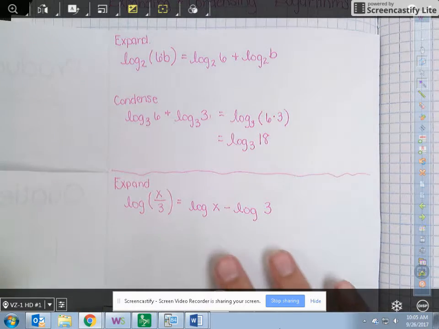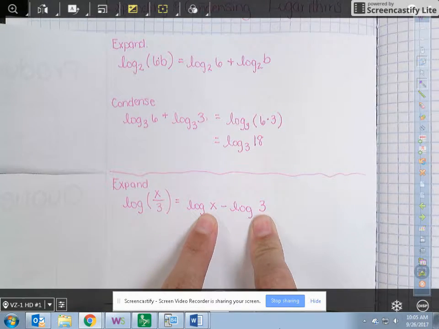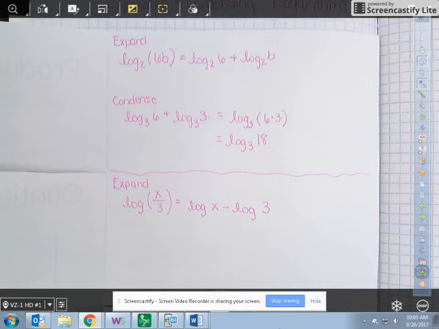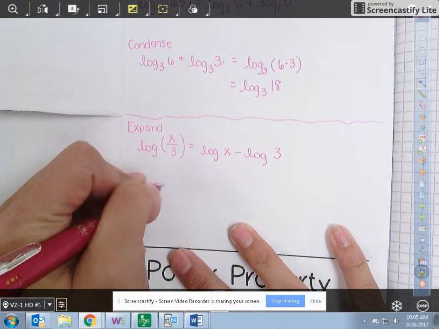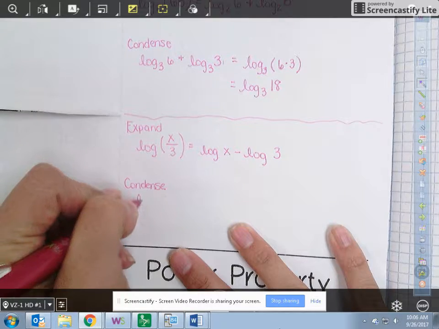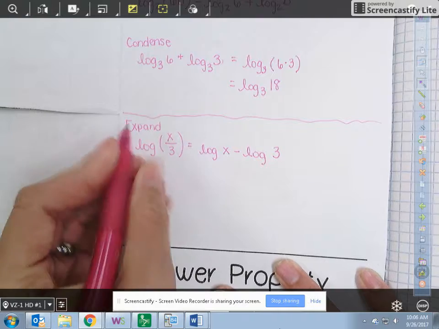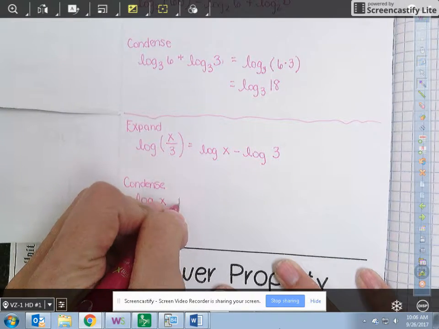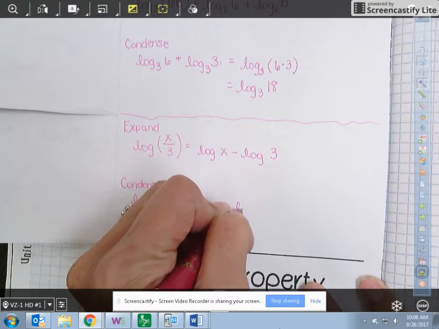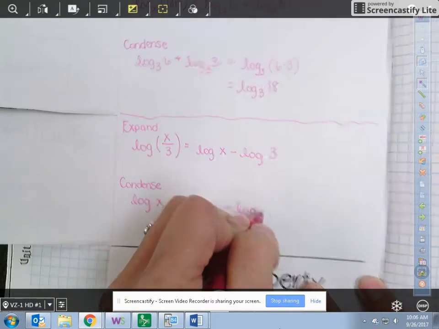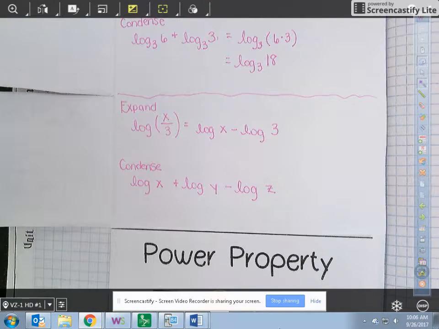Okay. Anything else I could do? These guys are by themselves. That's pretty much as far as I can expand. Okay. Condense could look something like this. So I'm taking it up one notch for you. I'm not trying to take it up too far yet, but what do you notice?